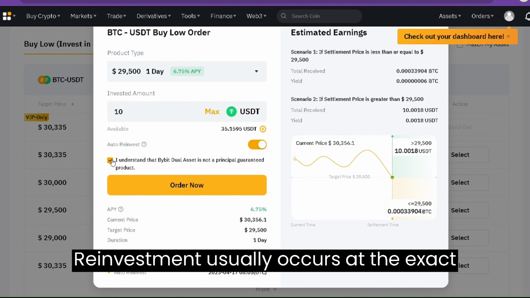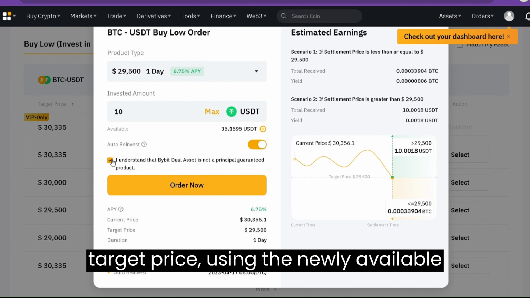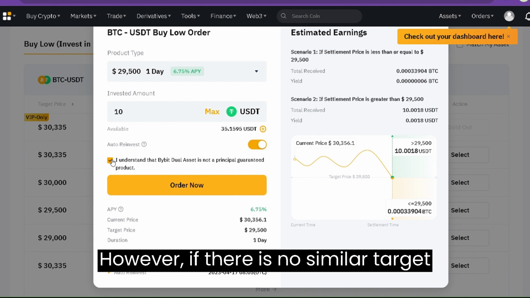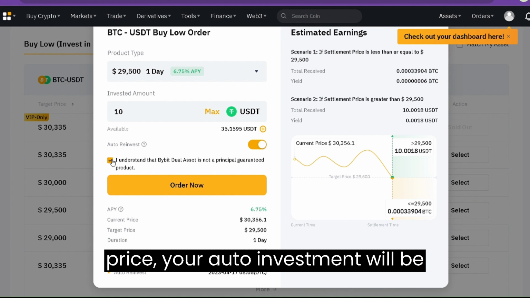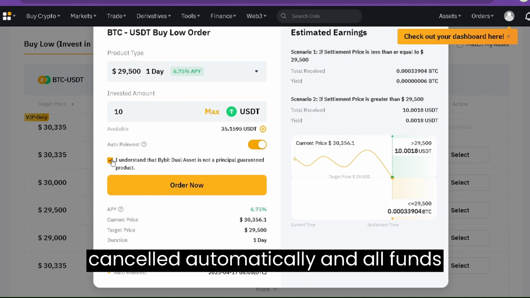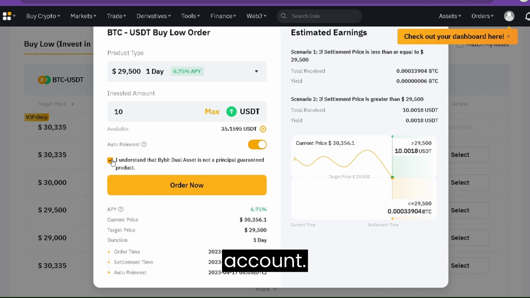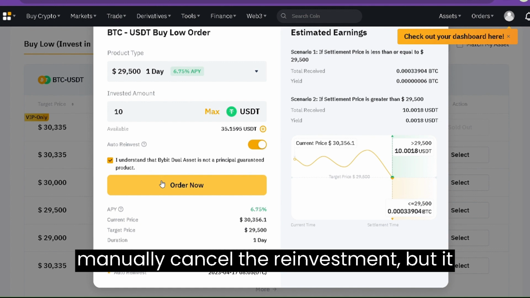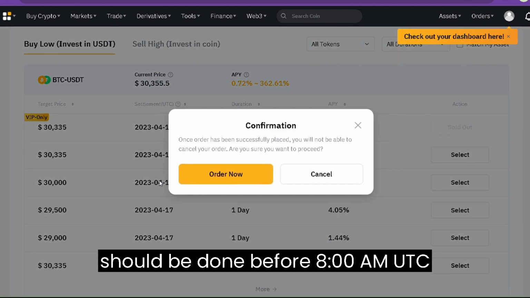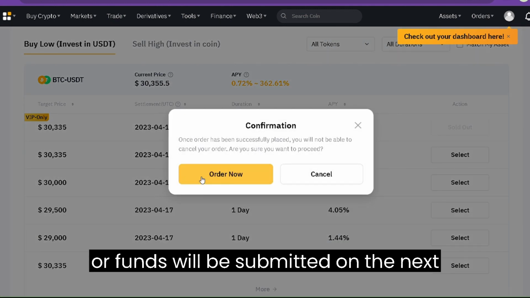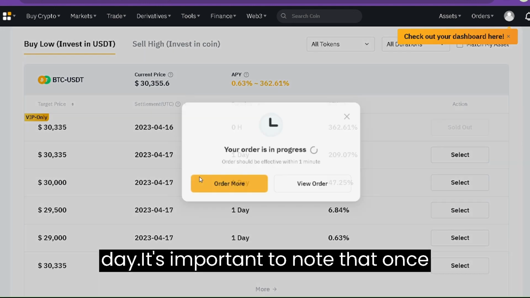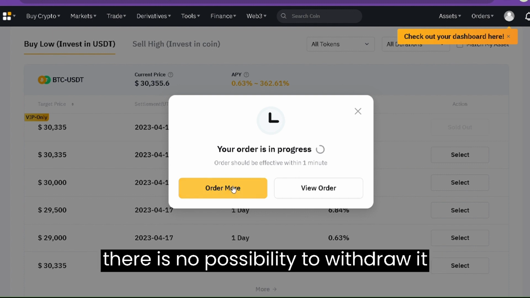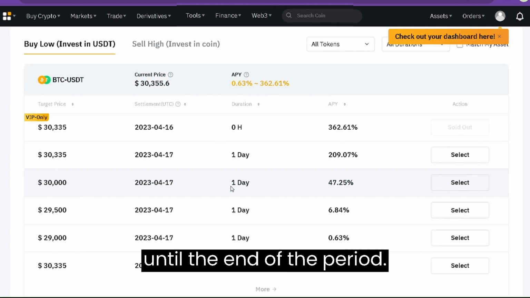Reinvestment usually occurs at the exact target price, using the newly available rate for your new position. However, if there is no similar target price, your auto investment will be cancelled automatically, and all funds will be transferred to the funding account. Additionally, there is a possibility to manually cancel the reinvestment, but it should be done before 8 a.m. UTC, or funds will be submitted on the next day. It's important to note that once you submit your request in the option, there is no possibility to withdraw it until the end of the period.